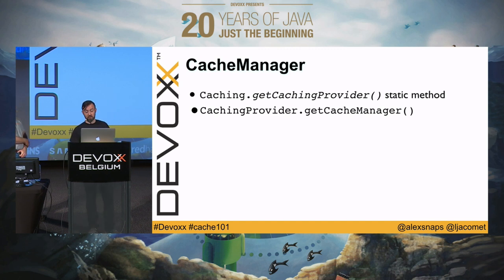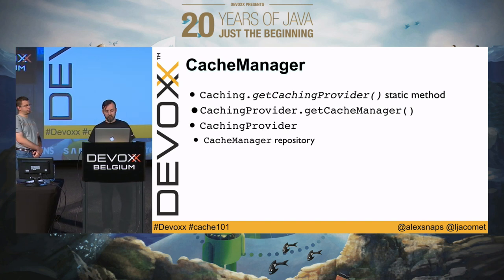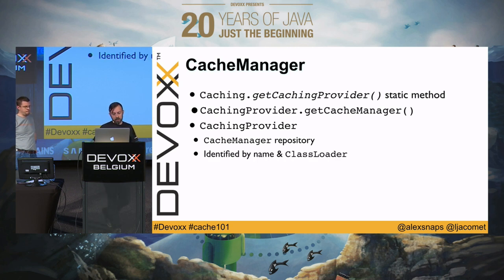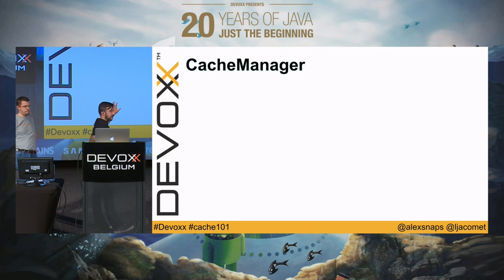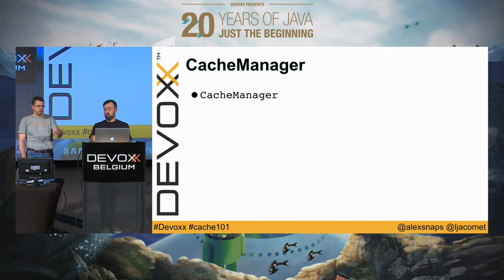There is this concept of a default one that means something. The caching provider does a couple of things. It is a repository for cache managers, identified based on URL and class loader pairs. That's what I had there. It does that on top of providing you the abstraction to whatever implementer you have. I would still recommend that you inject what has to be injected wherever it needs to be injected, and don't use your caching provider as a means to get to your cache manager. That's probably not a good idea. And you probably want to inject caches, as we will see, not even managers.